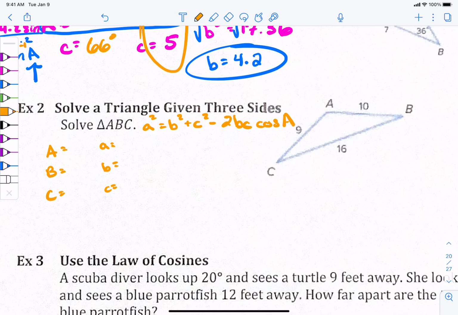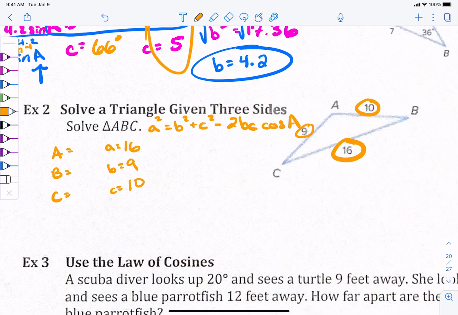And things that we know. What are some things that we know from that diagram? Okay, so what's 16? Little a. Little a is 16. What's 9? Little b. And little c is 10. 10, because that's the opposites, right? Yep. Okay. There you go.